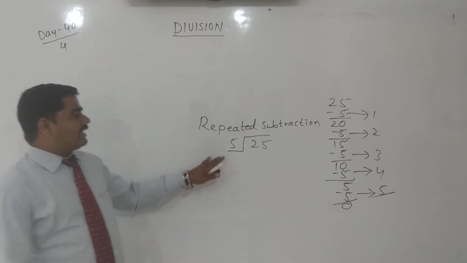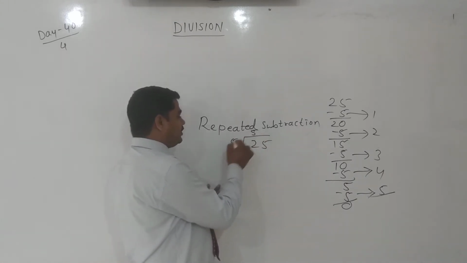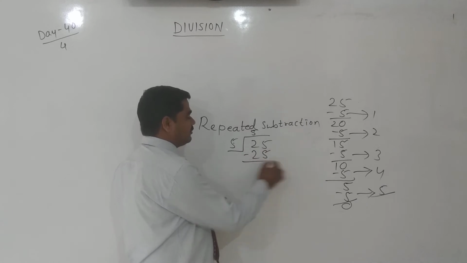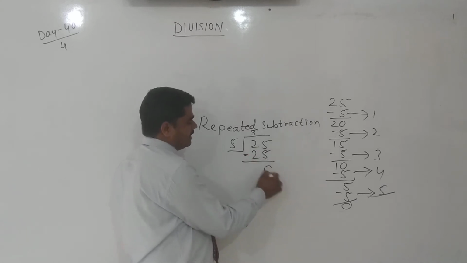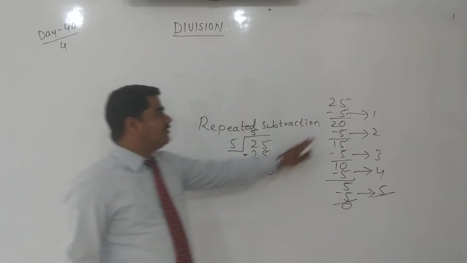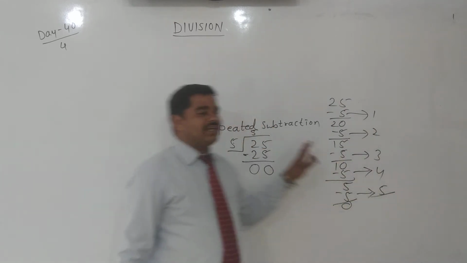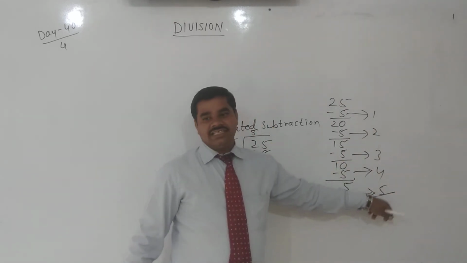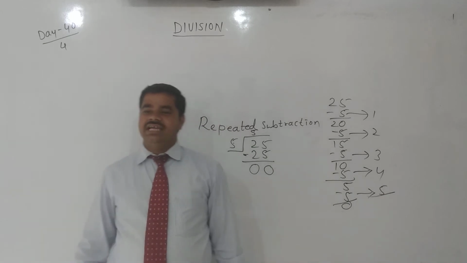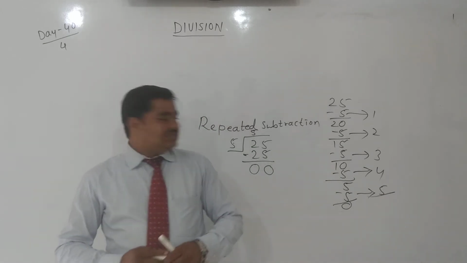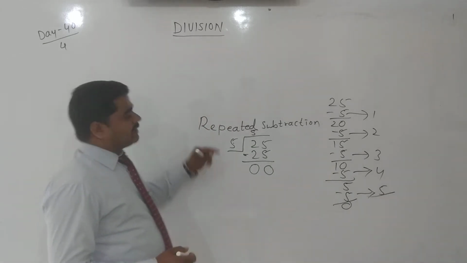Yes or no? 5 times. Then we can say 5 into 5 is 25. This is the repeated subtraction. How many times have you subtracted 5? Yes, 5 times we subtracted 5. That number of times tells us the quotient. Quotient is the answer.